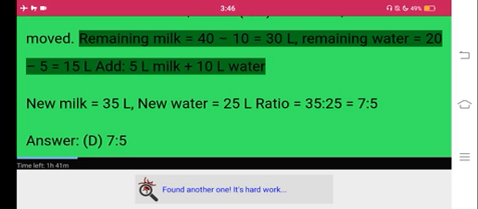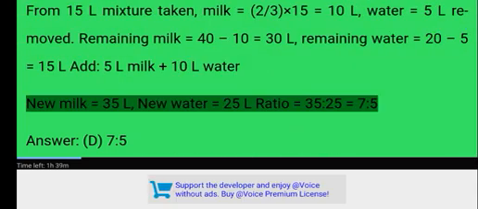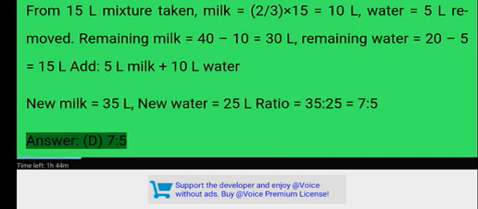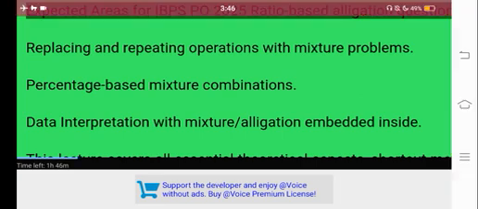Add 5 L milk plus 10 L water. New milk equals 35 L, new water equals 25 L, ratio equals 35:25 equals 7:5. Answer, D, 7:5. Expected areas for IBPS PO 2025: ratio-based allegation questions.